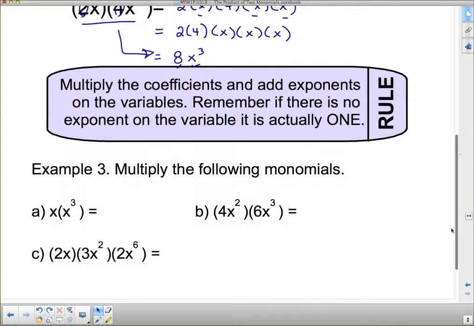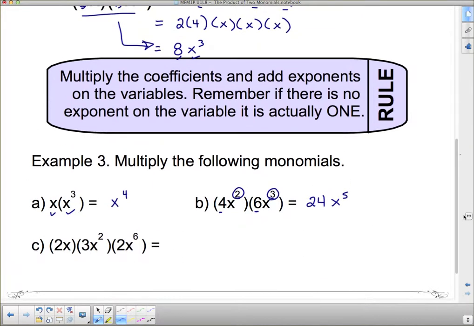Multiply the following monomials. Gladly. Okay. I've got 1x here and 3x's here. That means in total, I have x to the fourth. Over here, I've got some coefficients. I've got a 4 and a 6. The 4 and the 6 is pretty easy to handle. That's 24. And how many x's do I have? I got 2 in this bracket and 3 in this one. So 2 in this bracket and 3 in this one means that I have 5 total. So x to the exponent 5.